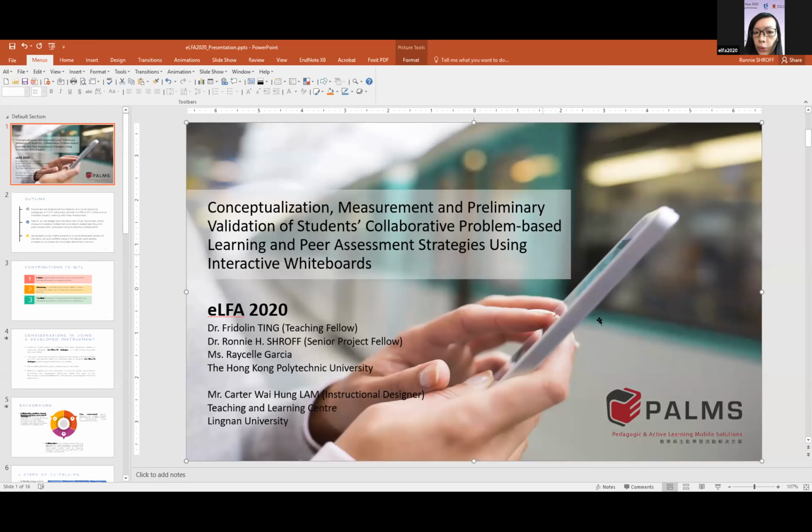Yes, are there any questions from the floor? May I ask a question? Why did you choose to focus on these 3 components? Okay, you mean the COBLA-PAR framework?